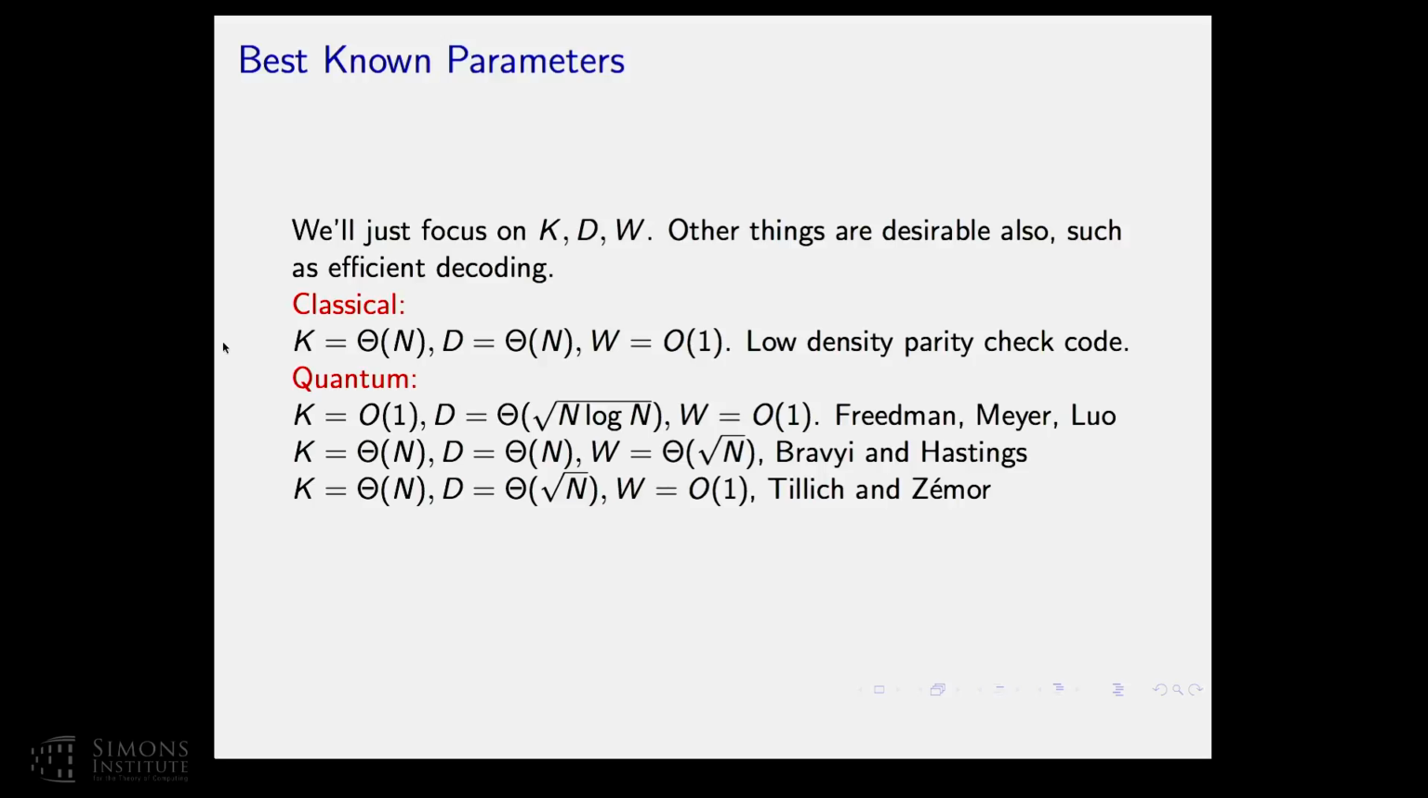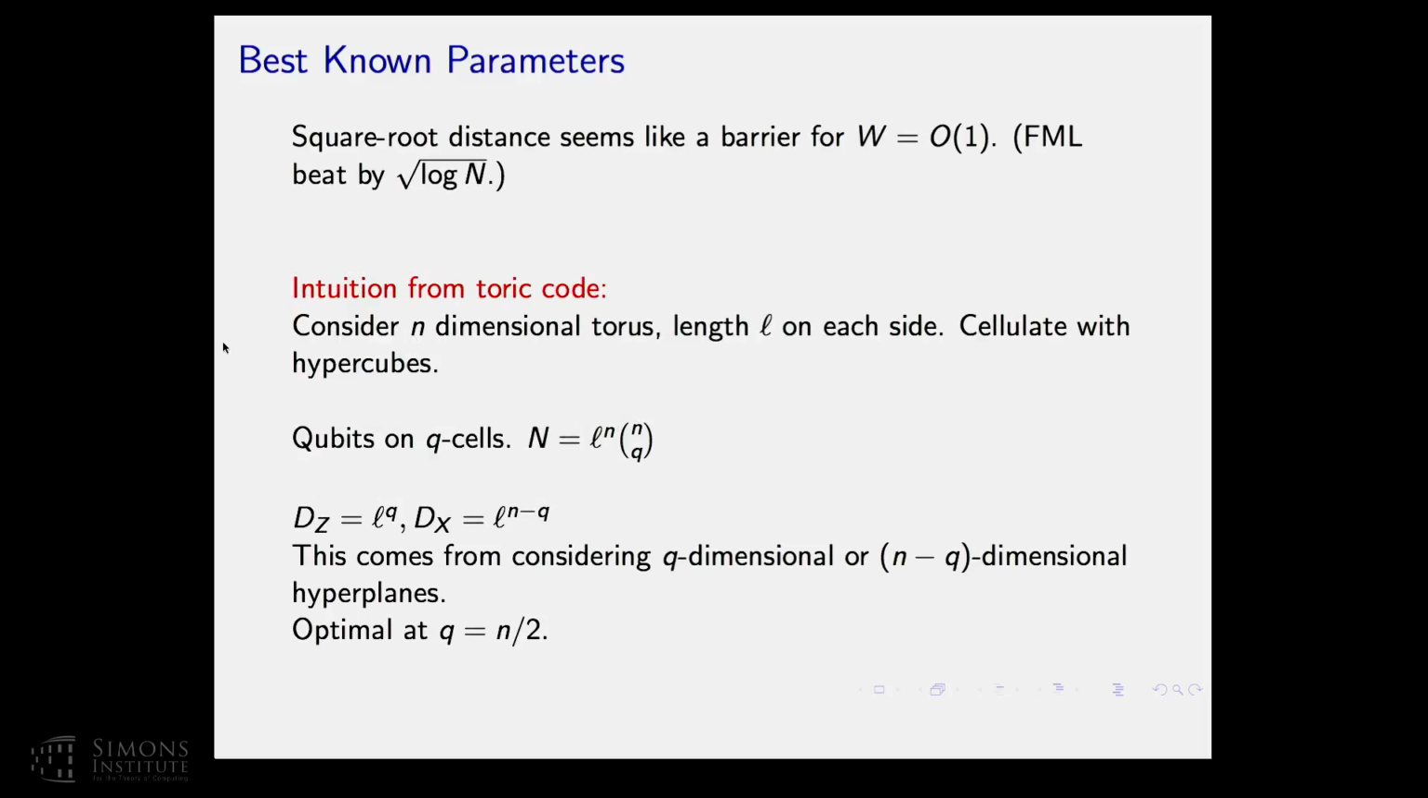Quantumly, if you want the weight of order n, the best known just barely beats square root n, just barely beats it by some square root log n. It's quite a complicated construction. If you want to get up to distance theta n, the smallest known is weight order square root n. So no one has kept the weight at 1 and beaten the square root barrier. This seems to be some barrier. Now, why should square root be a barrier?